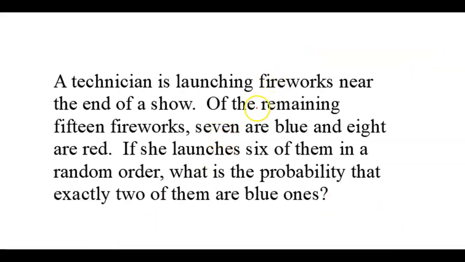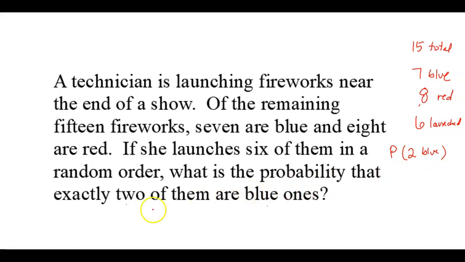A technician is launching fireworks near the end of a show. Of the remaining 15 fireworks, so we know there's 15 total left, 7 are blue and 8 are red. If she launches 6 of them in random order, so 6 get launched out of the 15, what is the probability exactly 2 of them are blue? So probability 2 are blue, and this is exactly again. So we just need to think about if 2 are blue.